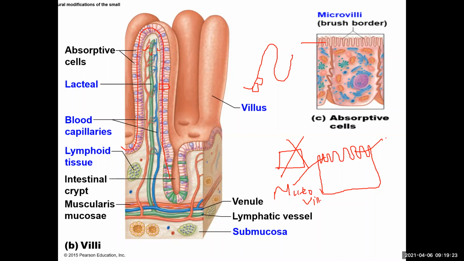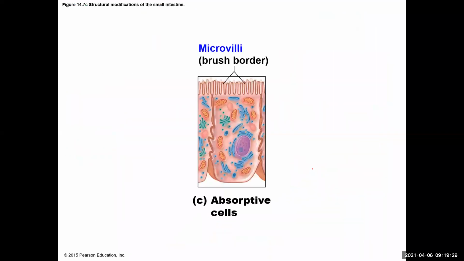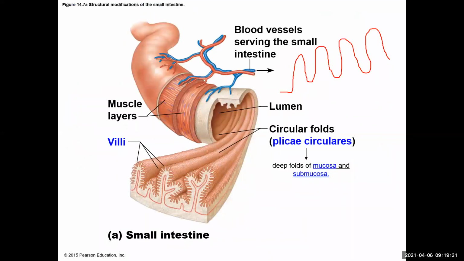And then the last one was the circular folds. What are circular folds? Look at this. I think we had a diagram for that. Look at this. These are the circular folds, right? These ones, right? So what are these circular folds? They're called the plicae circulares, right? These are the deeper folds of the mucosa and the submucosa. So they're deeper. They're not only in the mucous membrane, they go a little deeper, right?